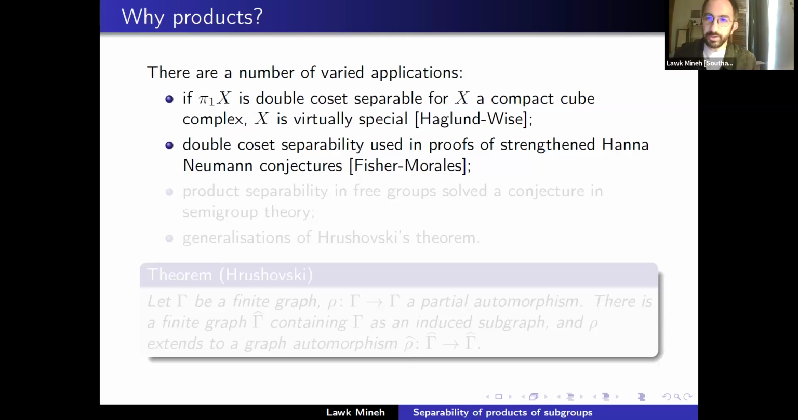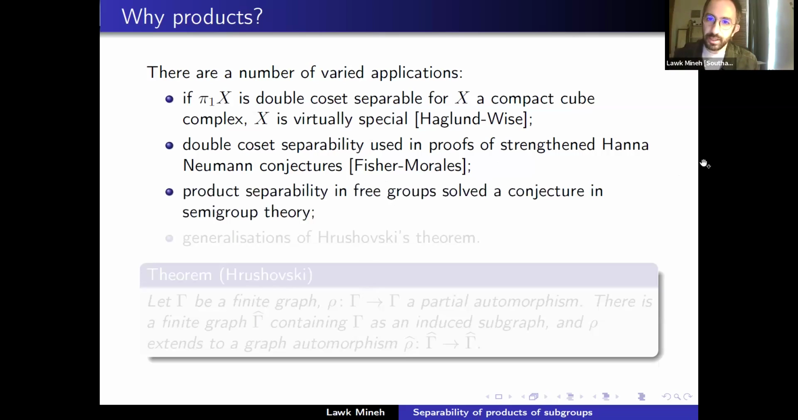And it turns out you can actually prove these sort of strengthened Hanna Neumann conjectures in larger classes of groups using double coset separability. This appears as an important step in the proof. It's not the whole deal, but it's important for it. And so this was done by, I should say, Minasyan and Zalesskii as well. I forgot to mention that, but Sam Fisher and Ismael Morales recently did some work on this for limit groups and certain graphs of groups, for instance.